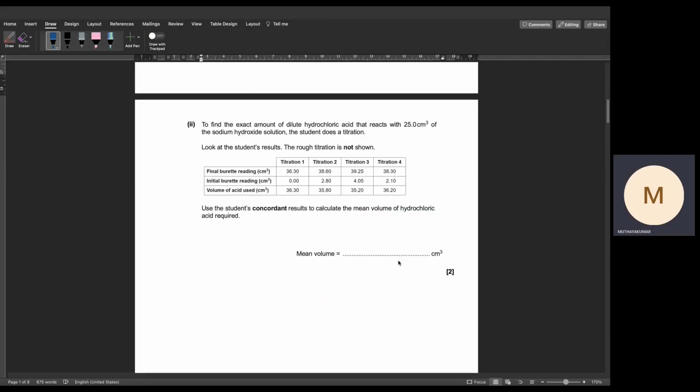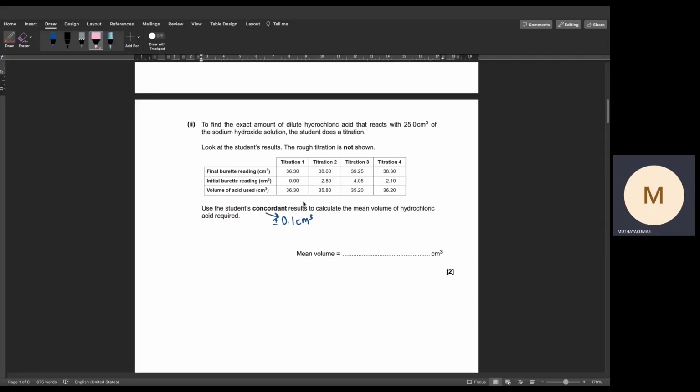Part II, to find the exact amount of dilute hydrochloric acid that reacts with 25 centimeters cubed of sodium hydroxide solution, the student does a titration. Look at the student's results. The rough titration is not shown. Use the student's concordant results to calculate the mean volume of HCl required. So concordant results are results which are within plus or minus 0.1 centimeters cubed of each other.